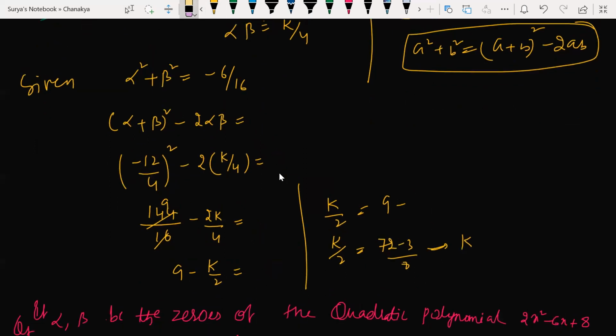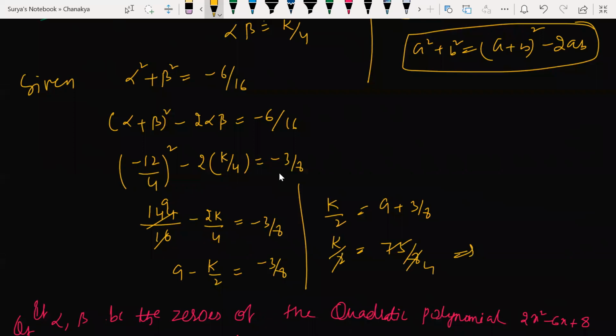I'm sorry, Shreya. Look at this. Here minus 6 by 16 can be written as minus 3 by 8, correct? Minus 3 by 8. So here 9 plus 3 by 8, which is 75 by 8, correct? So you can cancel like this, no problem at all. 2 ones, 2 fours. So option B is correct.